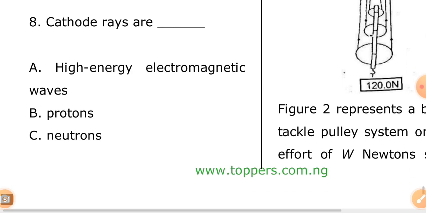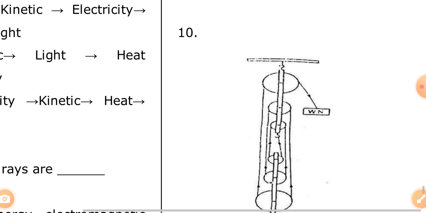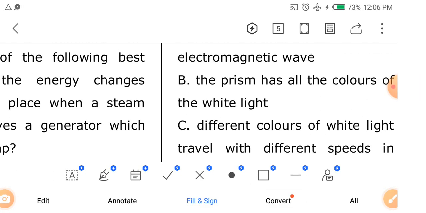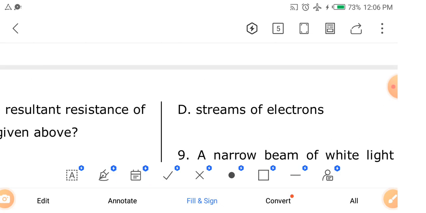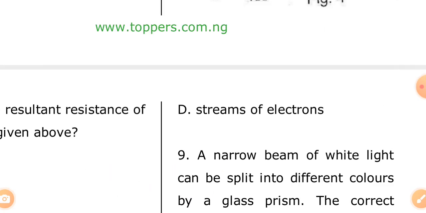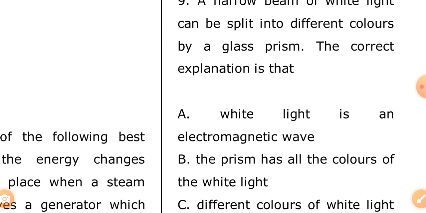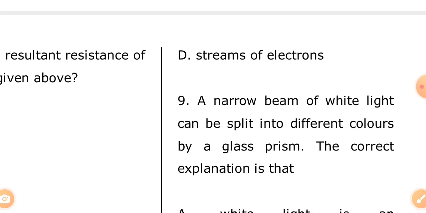Cathode rays, of course you know cathode and anodes. Cathode rays are: A. High energy electromagnetic waves. B. Protons. C. Neutrons. Then D. Streams of electrons. The answer is streams of electrons. Cathode rays are streams of electrons.